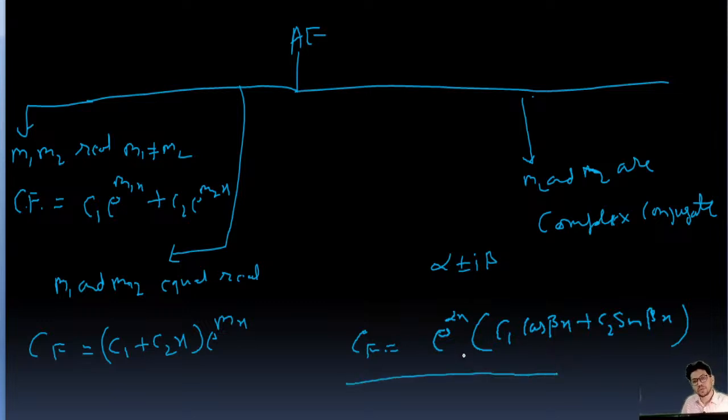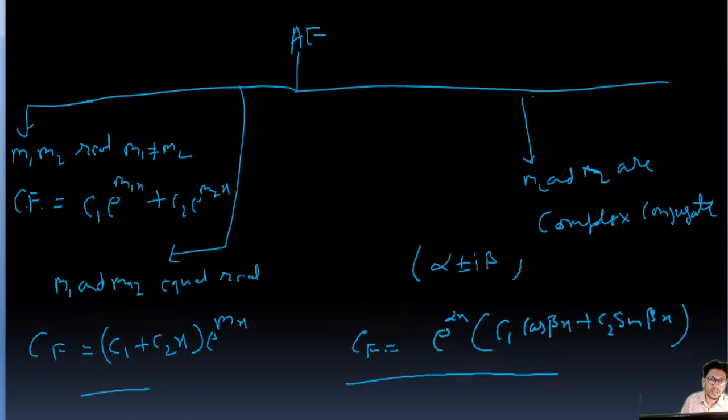So these are the points. If m1 and m2 are real and not equal, then this will be the complementary function, this will be the solution. If both are equal, this will be the solution. And if both are complex conjugates of the form alpha plus minus i beta, then CF is going to be e to the power alpha x (C1 cos beta x plus C2 sin beta x).